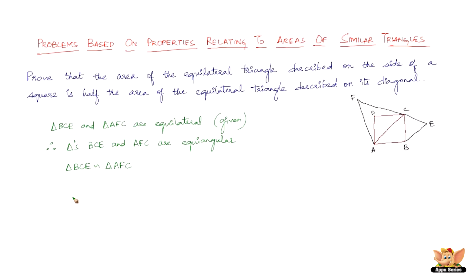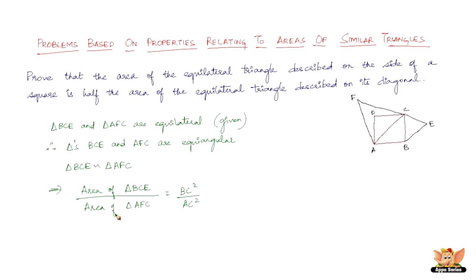Now if two triangles are similar, we just did a property that said the ratio of the areas of those two triangles, that is the area of triangle BCE over the area of triangle AFC, will be equal to the ratio of the squares of the two corresponding sides. So let's take BC squared and AC squared. Of triangle BCE, let's take BC squared, and of triangle AFC, let's take AC squared. Corresponding sides is very important. You can't take BC and then FC. It has to be corresponding sides. So BC squared by AC squared.